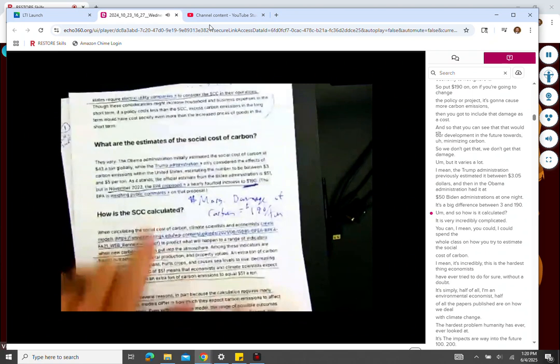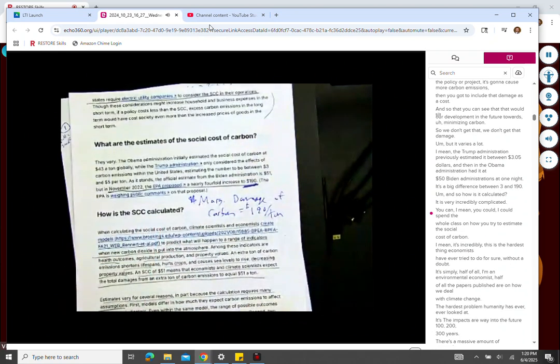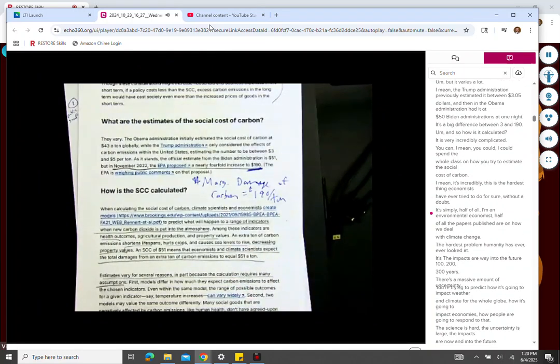And so, how is it calculated? It is incredibly complicated. I could spend the whole class on how you try to estimate the social cost of carbon. I mean, this is the hardest thing economists have ever tried to do, for sure, without a doubt. I'm an environmental economist. Half of all of the papers published are on how we deal with climate change. The hardest problem humanity's ever looked at.